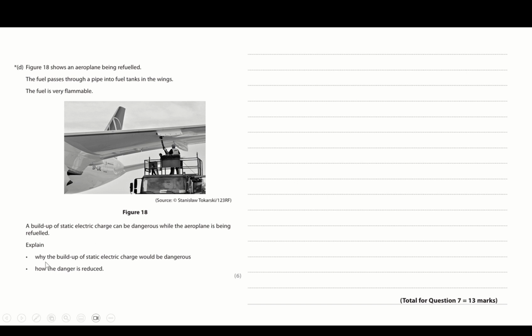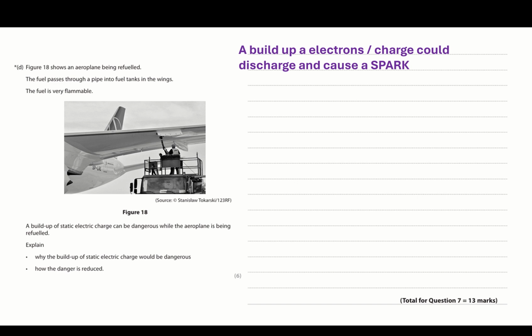So it says, explain why the build-up of static charge would be dangerous. So the idea that it'll create a spark as it discharges. And how can the danger be reduced? Before this person attaches that, they attach a cable to discharge the electrons to the ground. So here's your model answer. A build-up of electrons or charge could discharge and cause a spark. Next part, this could set the flammable fuel on fire or blow up the plane.